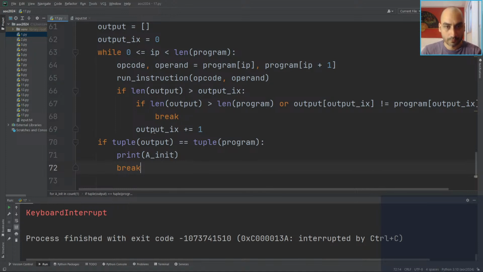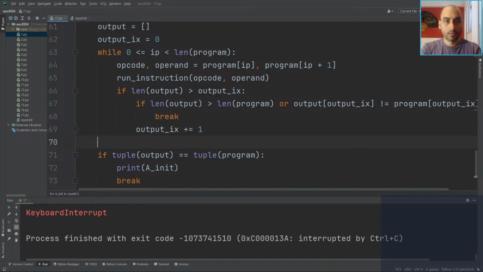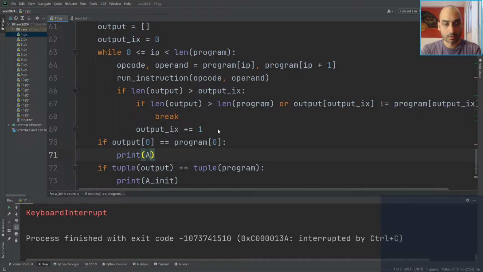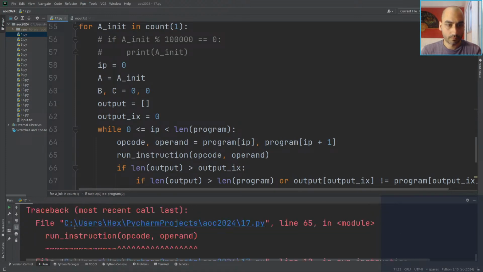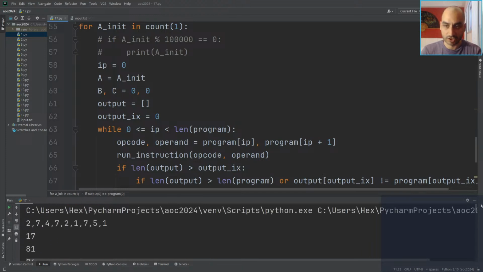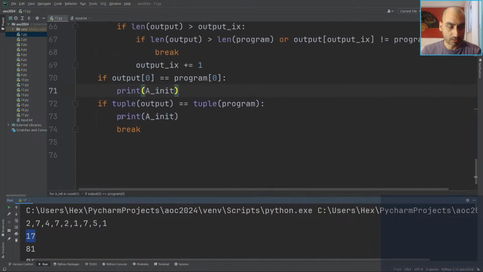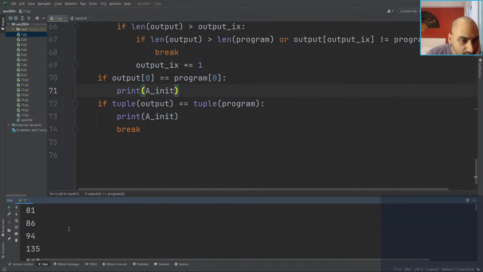So if output 0 equals, let's just say program 0, print A init. All right. Let's have a look at these numbers. Do we think it's actually cyclic? 17. Wait, what am I printing here? Yeah. 17, 81, 86, 94.